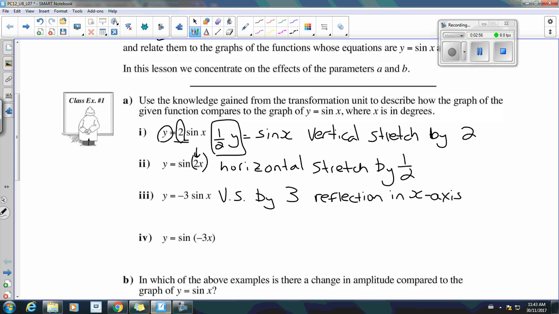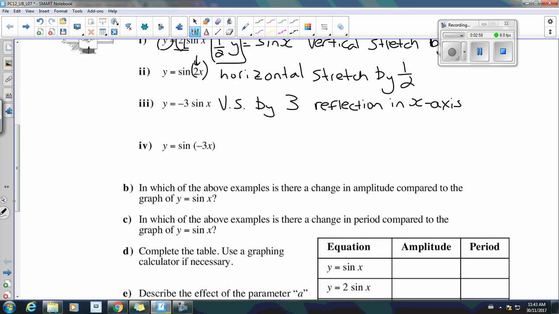The last one, what if we have the -3 in the input? This is a horizontal stretch by 1/3. And we're multiplying all the x values by a negative, so this is a reflection in the y-axis.